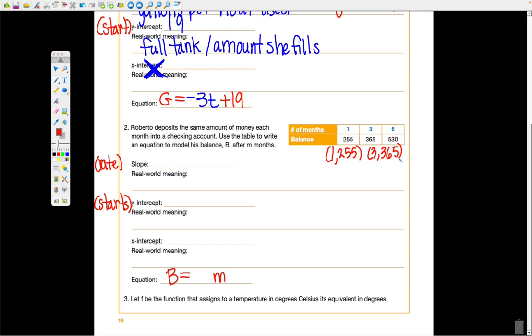So I'm going to have 365, I'm going to write it right here, minus 255, divided by 3 minus 1.